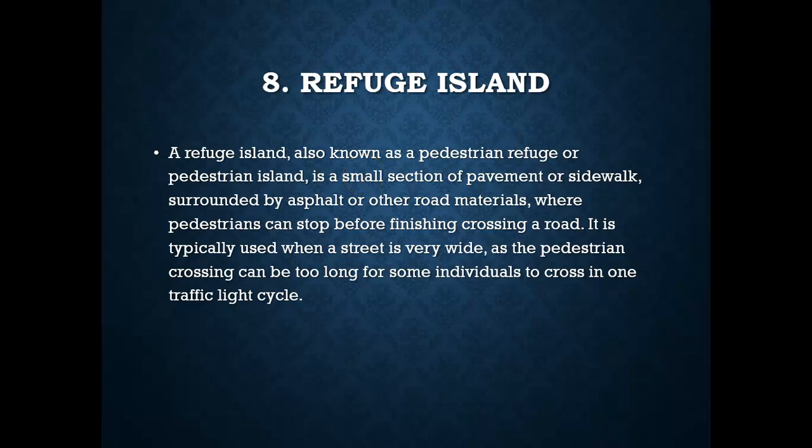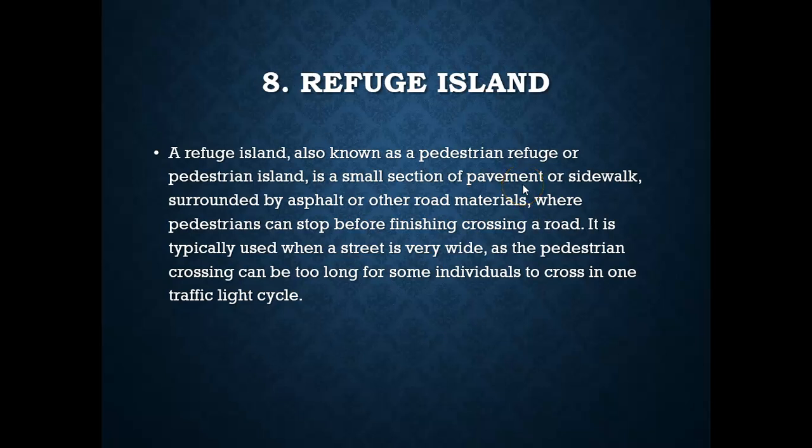Then we move into what we call a refuge island. A refuge island, which is also known as a pedestrian refuge or a pedestrian island, is just a small section of a paved roadway surrounded by asphalt or other road materials. And it is typically used when a street is very wide and the pedestrian crossing can be too long for some individuals to cross in one traffic light cycle.